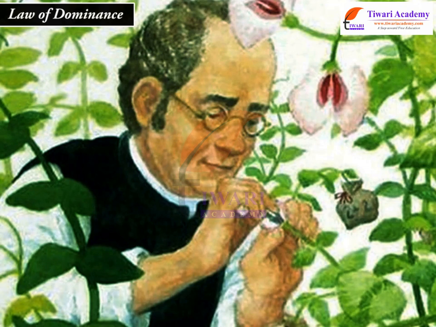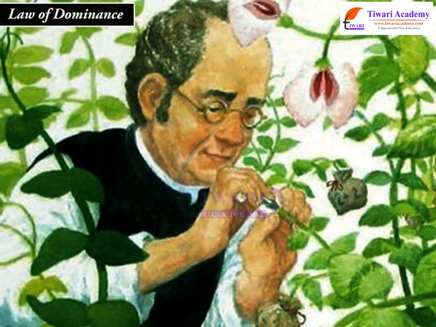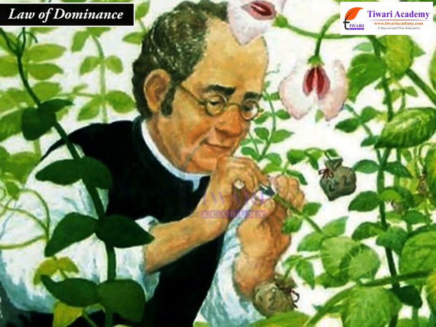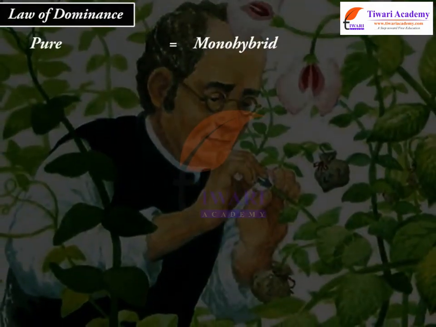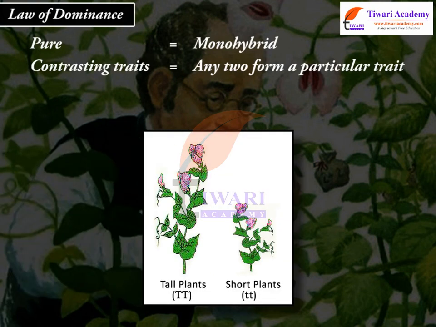We all know that Mendel was breeding peas to observe the hereditary effects of different types of breeding. Here, pure means monohybrid, whereas contrasting traits mean any two forms of a particular trait. For example, say height. A pea plant could be of two possible heights, either tall or short.